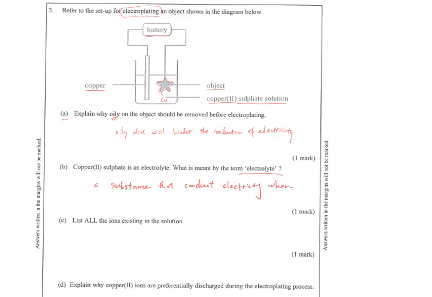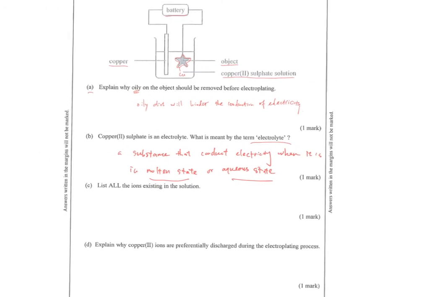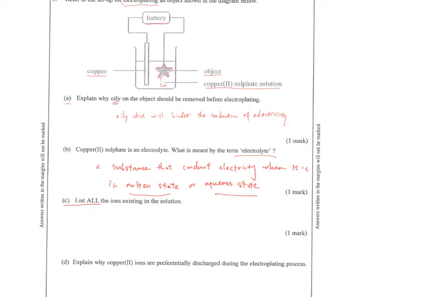When it is in molten state, or aqueous state. Just remember this. So only these two states for the ionic compound, then we say that this substance is an electrolyte, so that it can conduct electricity. So we need to list all the ions existing in the solution.